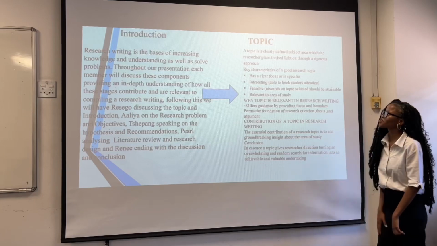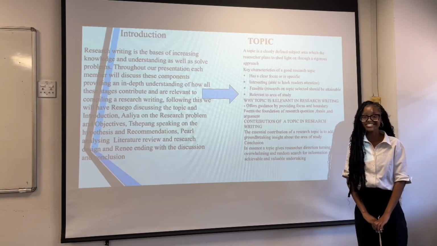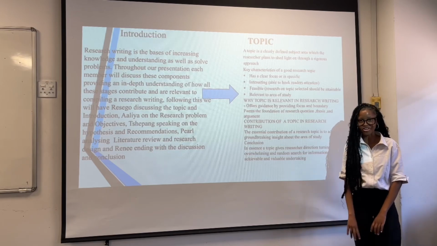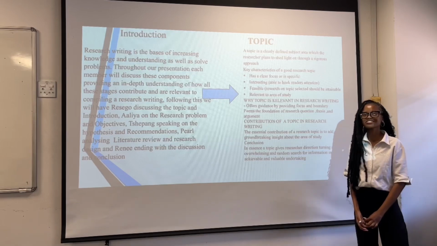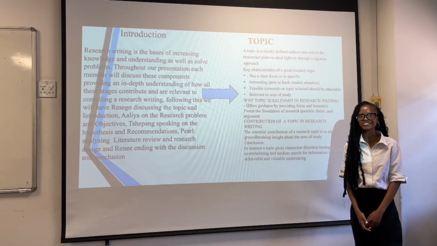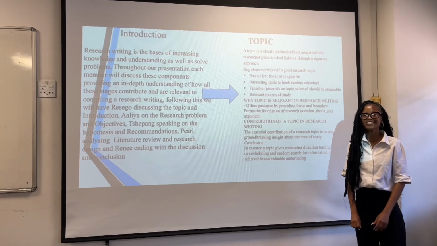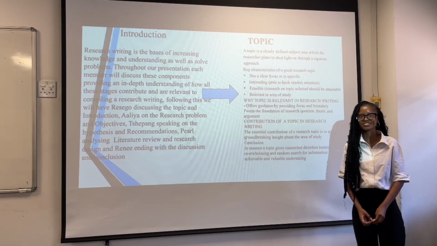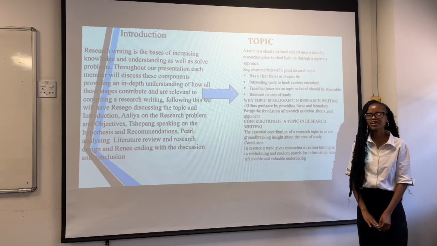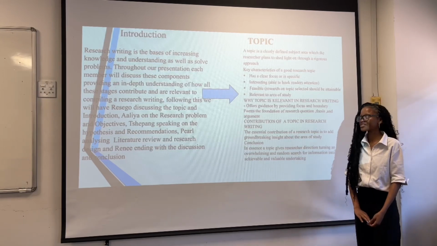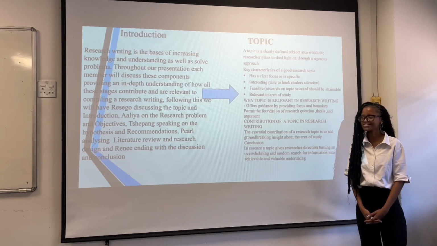Firstly, the topic. What is the topic? A topic is a clearly defined subject area which the researcher plans on shedding light on. The key characteristics of a good research: a good research has a clear focus, meaning it is specific. It also is interesting, which means it should be able to hook the reader's attention. A good research should be feasible, meaning it should be attainable and realistic. Lastly, a research should be relevant to the area of study.